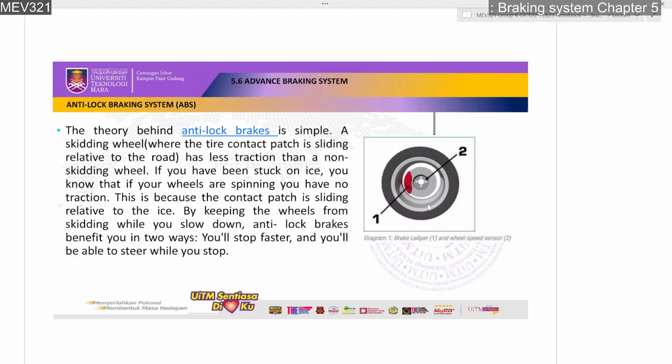So brake force applied tu dia akan jadi macam impulse, tahu tak? Sekejap ada, sekejap tak ada, sekejap ada, sekejap tak ada. Jadi sebab tu bila kita tekan, kalau ABS tu on, terjalan, teraktif, awak akan rasa brake pedal awak akan naik turun dengan cepat, macam awak bergegar lah, macam tu.